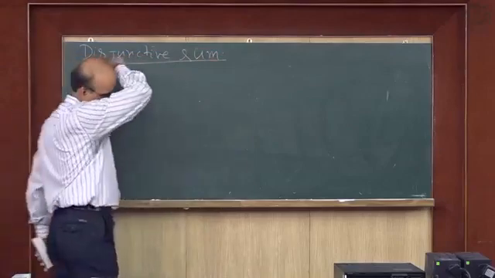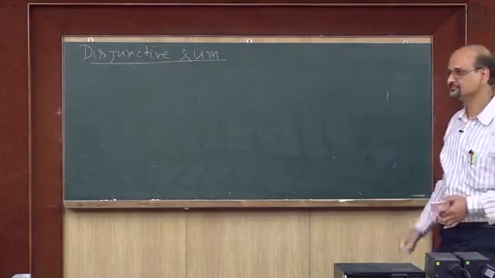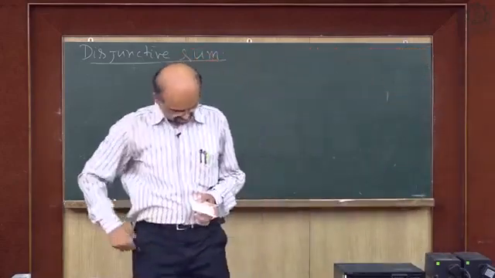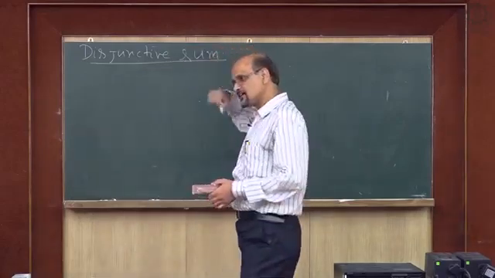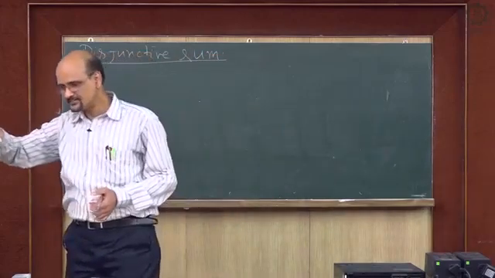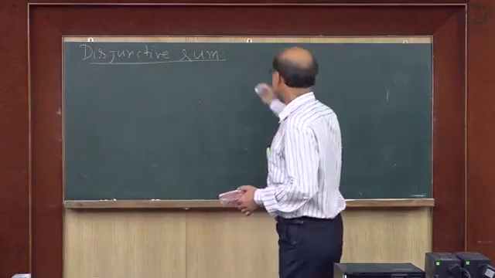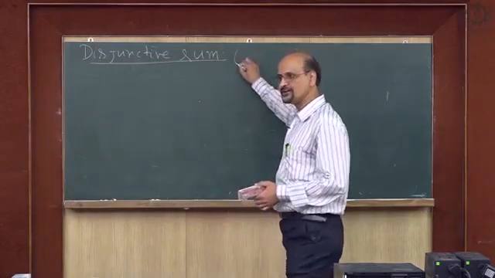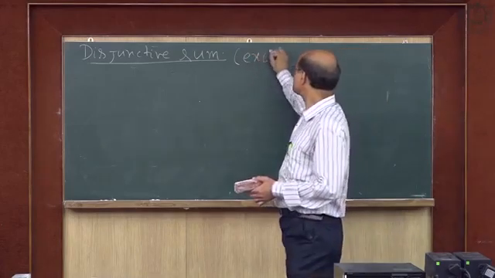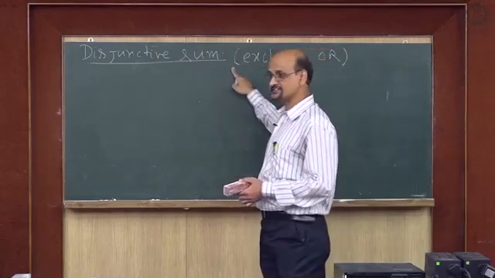Disjunctive sum you should know in crisp set theory. Anyone knows? Have you read? Yes, yes. Complement is there. As I told you, union is actually OR logic. I am giving you a hint: it is exclusive OR. This is actually exclusive OR, disjunctive sum.